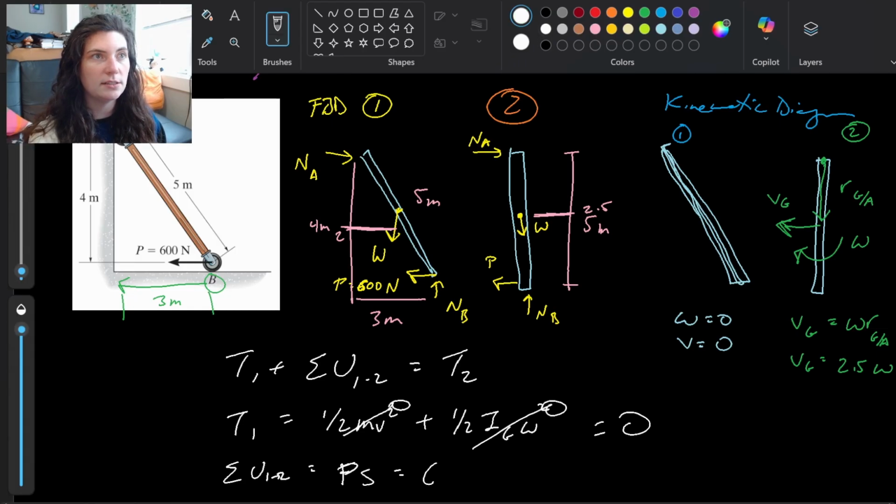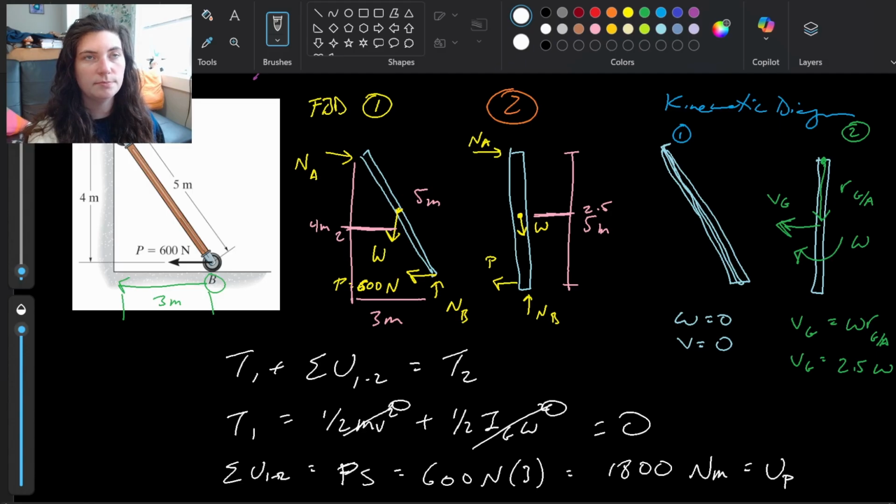So for P times S, that's going to be 600 newtons times 3 meters, which is 1800 Newton meters, or 1800 joules, whichever you like. And so that's one of them. That's our work from force P. And then what other forces haven't we looked at yet?